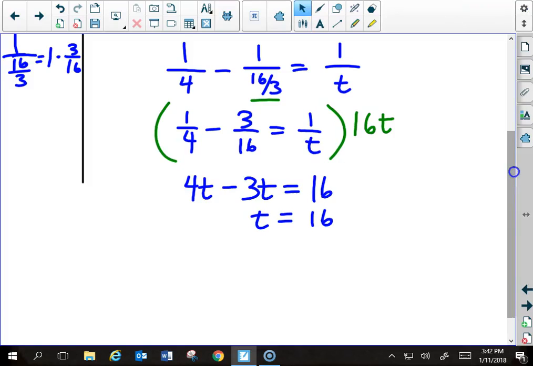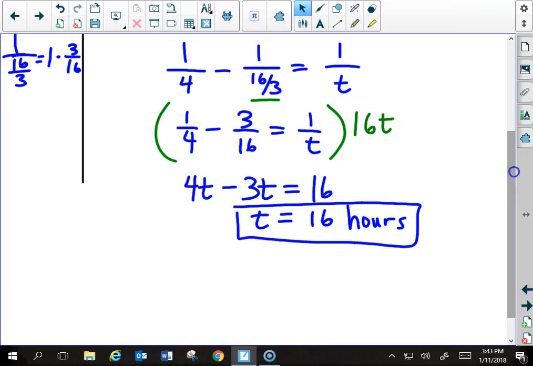So if they have both pipes open, both the inlet and the outlet pipe, then it's going to take 16 hours to finish filling that last 1/3 of the pool. All right, we're done. See you in class.